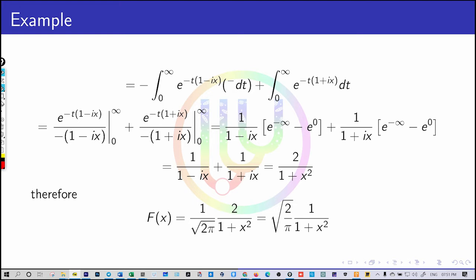Okay, so this can be integrated very easily. E raised to minus t into 1 minus ix by minus 1 minus ix from 0 to infinity, and this term is also easy, e raised to minus t into 1 plus ix divided by minus 1 plus ix from 0 to infinity. If you apply the limits, e raised to minus infinity minus e raised to 0 plus 1 by 1 plus ix into e raised to minus infinity minus e raised to 0. So this will be 1 by 1 minus ix plus 1 by 1 plus ix, that is equal to 2 by 1 plus x square.